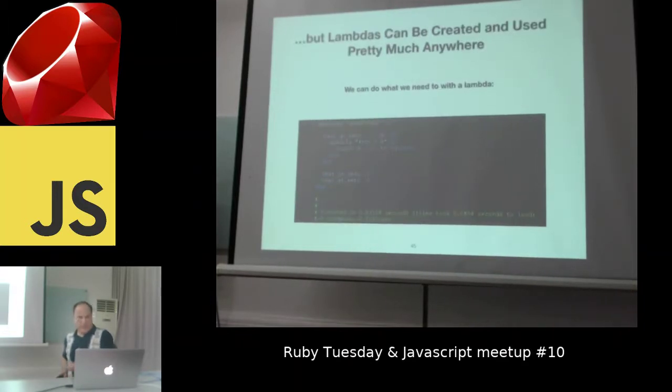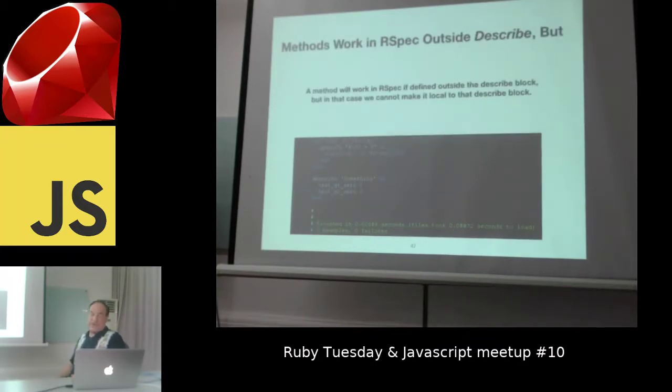And so I thought, well, let me try a lambda. And a lambda works, because a lambda is like a string. You can assign a string to a variable, you can assign a lambda to a variable. And that worked. So if there's something where you can't use a method, try a lambda, and I'll show you later something that was very surprising to me. A method will work outside of the describe block, but my whole point was to make it local to the describe block, so I didn't use that approach.